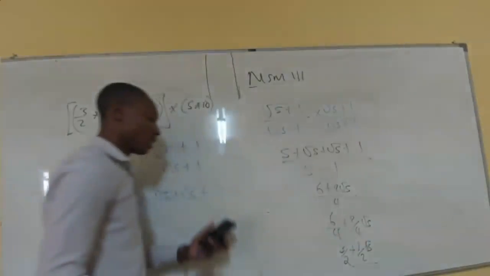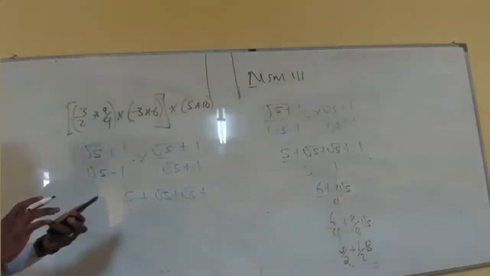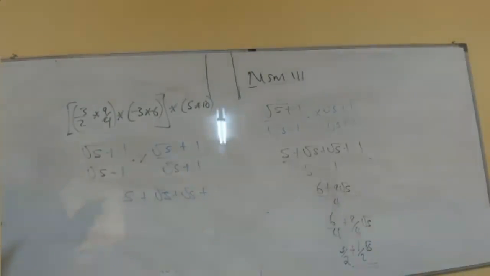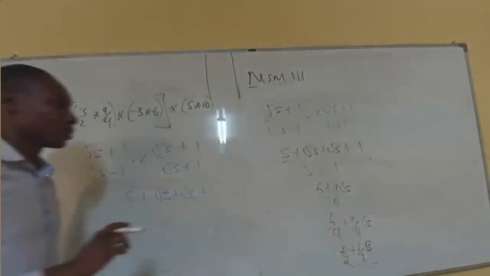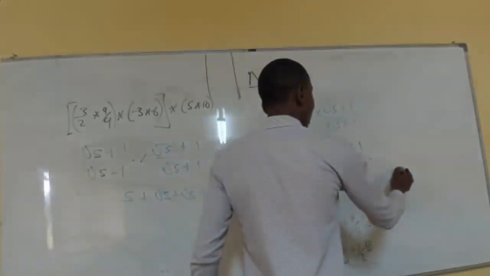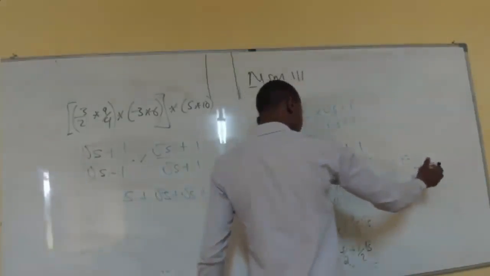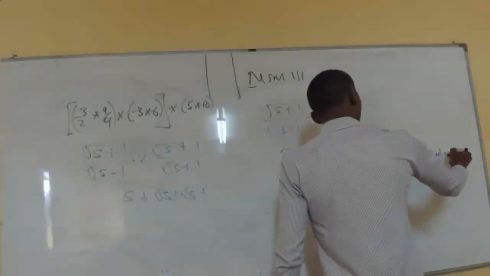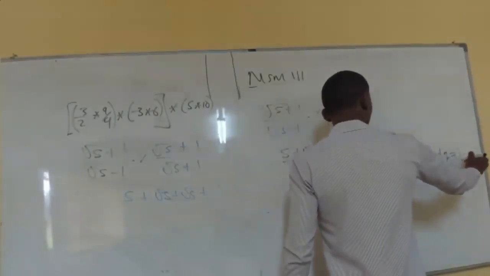So P there is 3 over 2 and Q is actually 1 over 2. So your P is 3 over 2 and your Q is 1 over 2. Therefore, P is 3 over 2 and Q is 1 over 2.